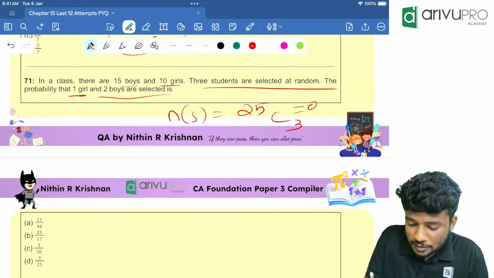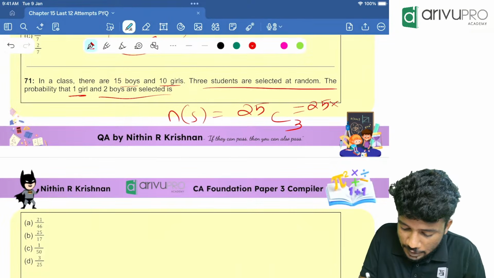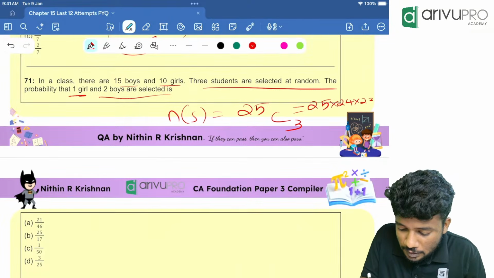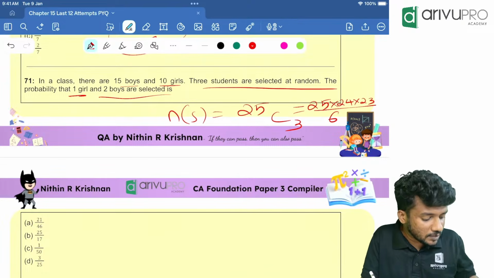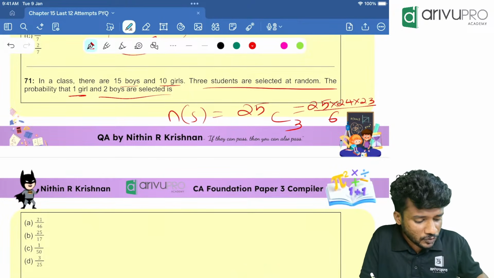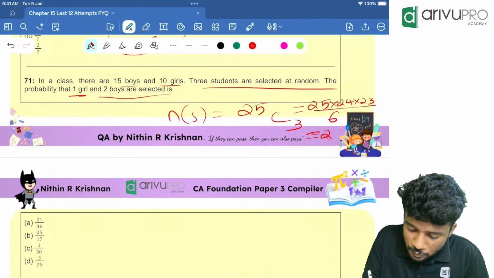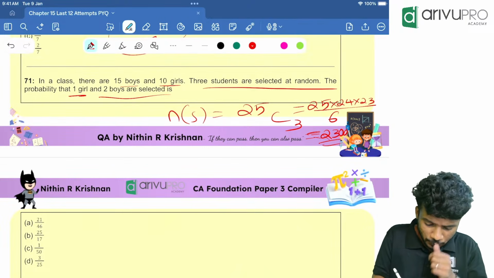So I can write it as 25 into 24 into 23 divided by 3 factorial, which is 6. Take a calculator if you want. You write this way: 25 into 24 into 23 divided by 6, which is equal to 2300. Denominator is 2300.